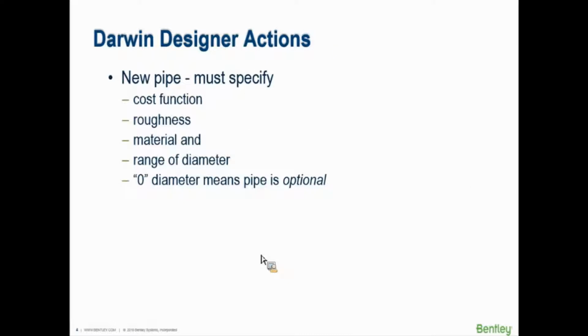Okay, so there are two types of actions Darwin considers to meet the requirements. One would be a new pipe installation, and the other would be a rehab of existing pipes.